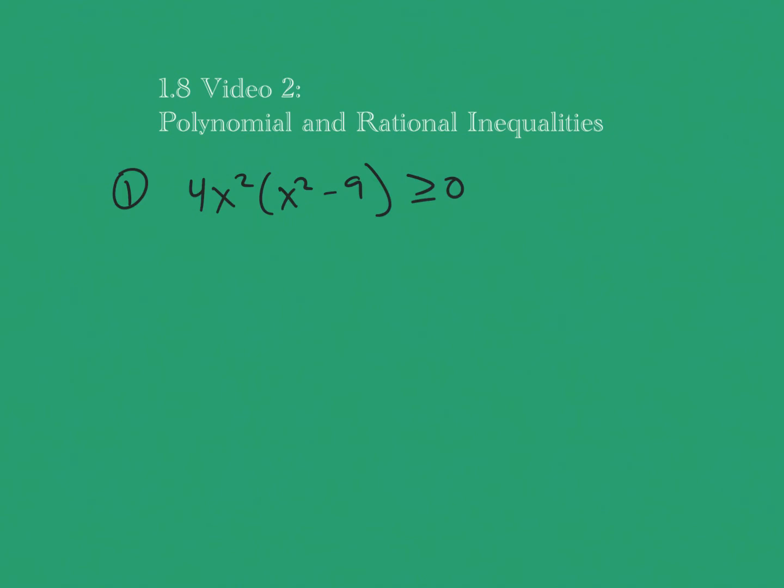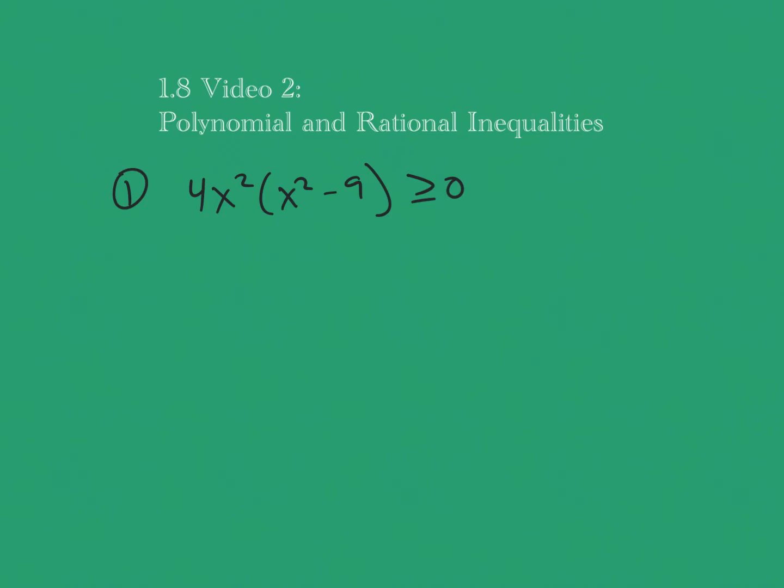Hi again. In this second video, we're going to look at a couple of polynomial and rational inequality examples. When an inequality is not linear, like this one, which is a polynomial, so you see x squared or anything bigger than just x, or if it's rational, where there's a fraction with an x in the denominator, we can't just use our regular algebra rules to solve these.